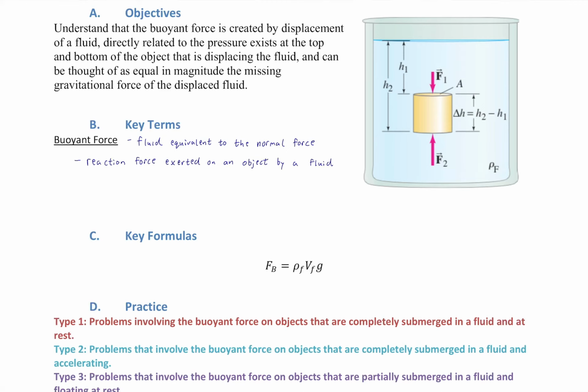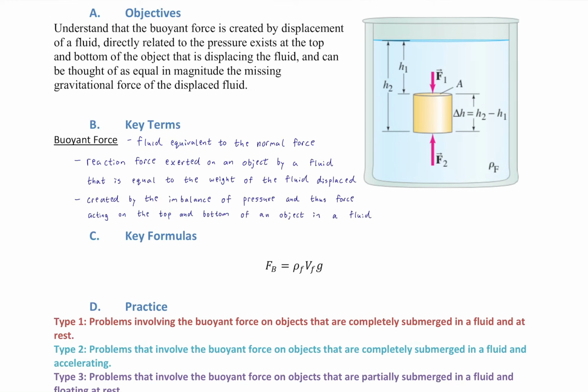It is or can be thought of as a reaction force exerted on an object by a fluid. So you push on the fluid, and the fluid pushes back due to Newton's third law. It's a reaction force from the fluid on an object, and it's equal to the weight of the fluid displaced. For practical purposes, that's an idea you'll come back to a lot. The magnitude of the buoyant force is just the weight of the water, usually, that was pushed out of the way.